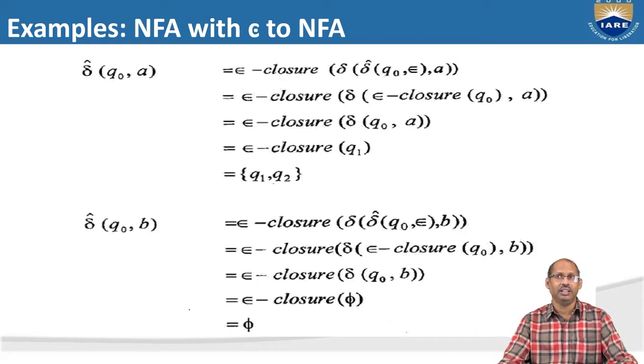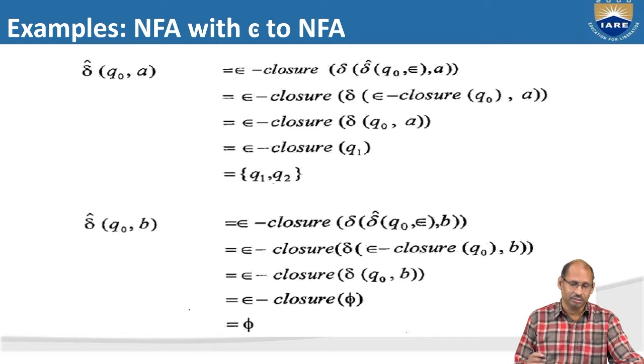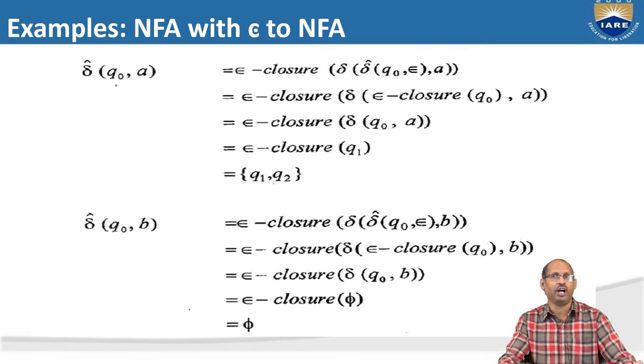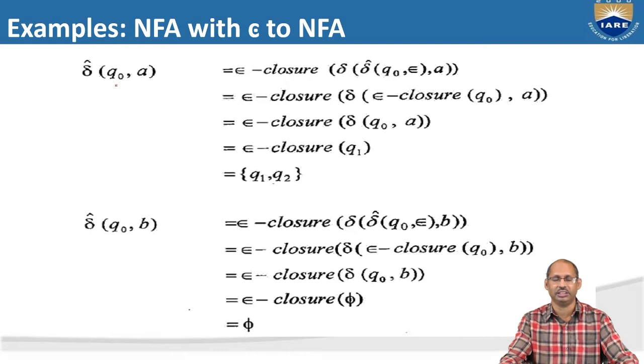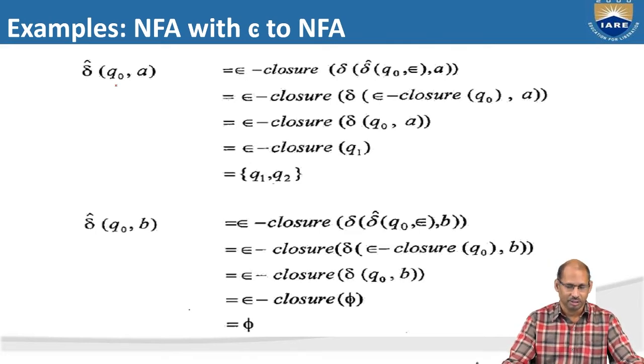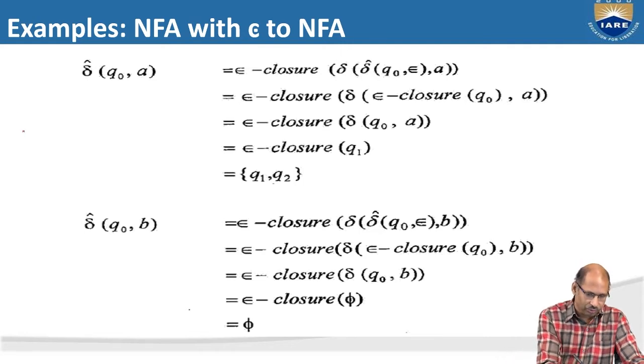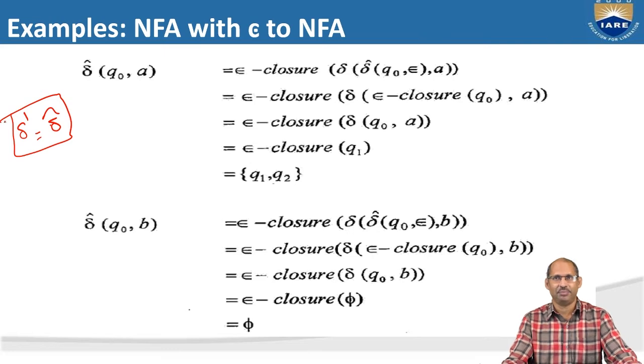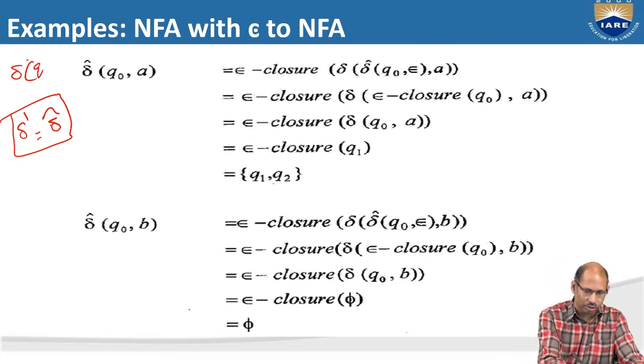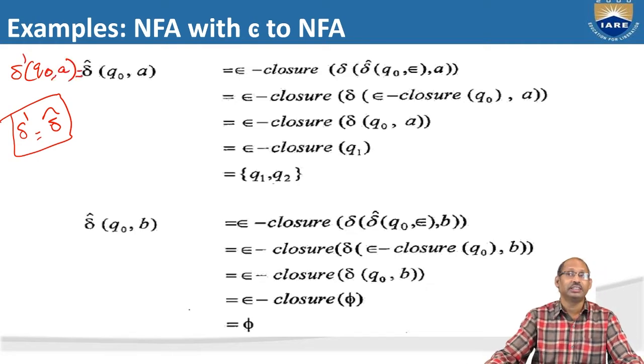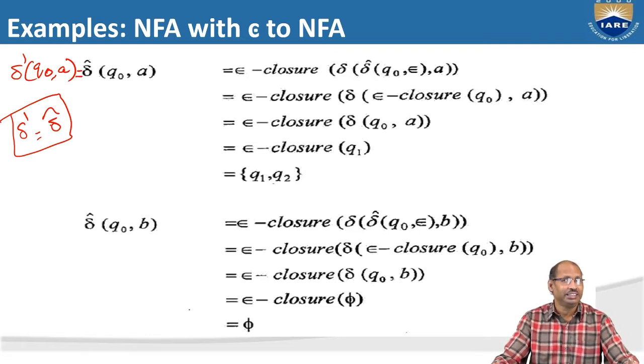Now, this is our next step. To find the NFA transition of Q0 on A, we are required to find the string transition function of Q0 on A. Already we discussed, right? The NFA transition is equal to the string transition of the NFA with epsilon. To find the string transition of Q0 on A, it is a three-step process.